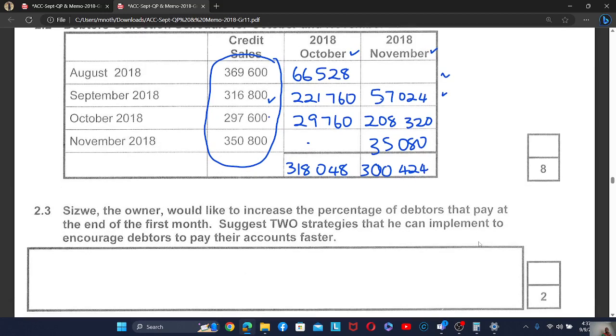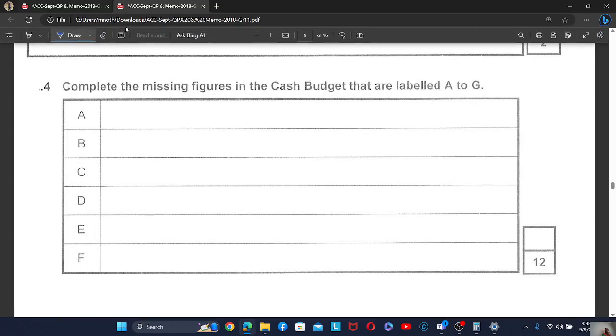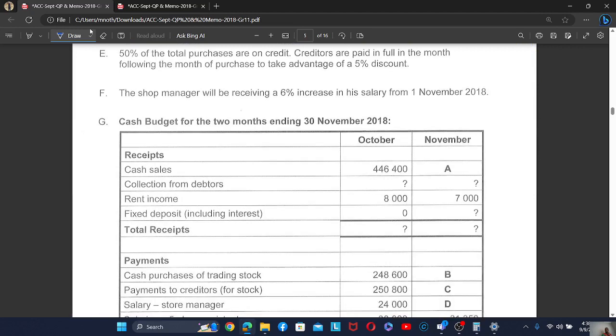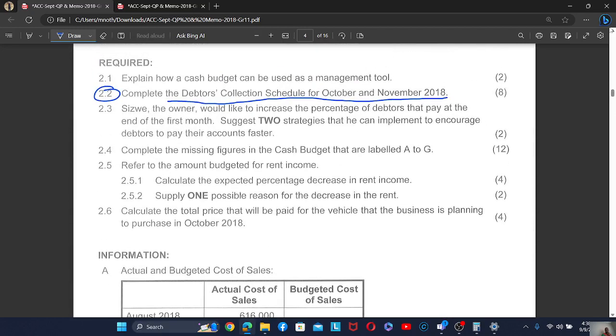So now where do we take these totals to? To the cash budget. In the cash budget, they must be recorded as a receipt, money received from debtors. So we did the debtors collection. Number 2 is saying complete the missing figures in the cash budget that are labeled A to G.